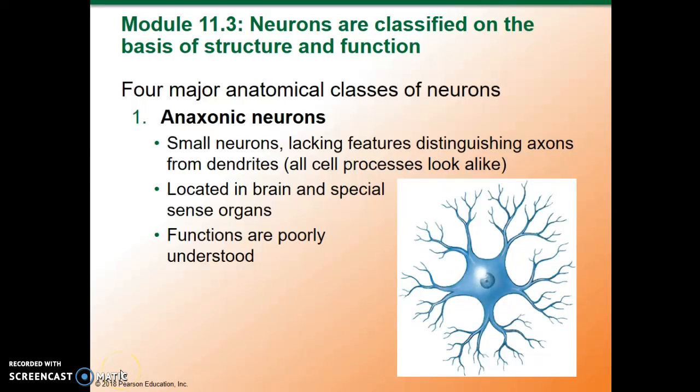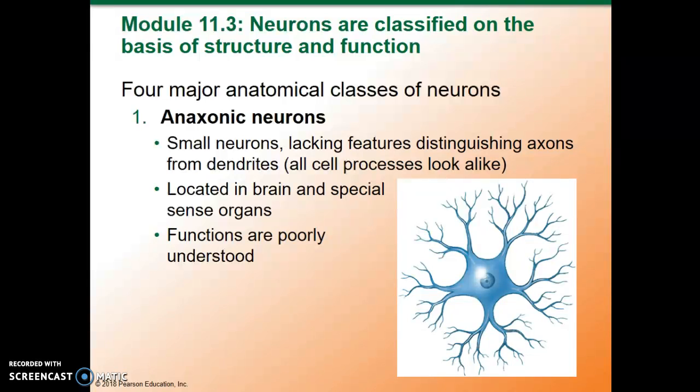Neurons are classified on the basis of 4 structures and 3 functions. The first structure is the anaxonic neuron. When you put an A or an AN before a word, it means without. So this is a neuron that looks like it's without an axon. You can't distinguish the dendrites from the axon. All the processes look alike.